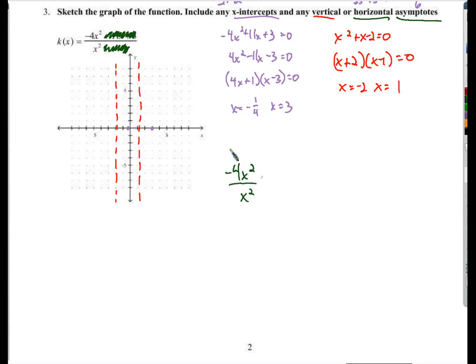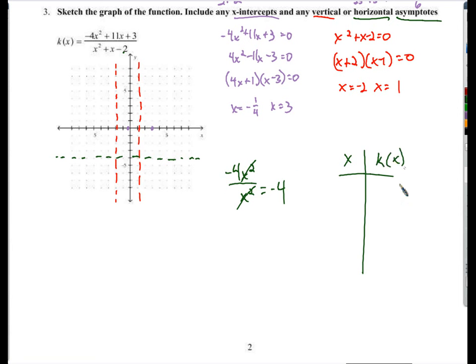So anyway, what will this approach as x gets very large? Well, in this fraction, the x squared will cancel, and we get -4. So we're going to approach -4 the larger x gets. The larger x gets, the closer the y value is to 4. Sorry, negative 4. And we'll go ahead and erase this stuff so we can see again. And we'll find some points.